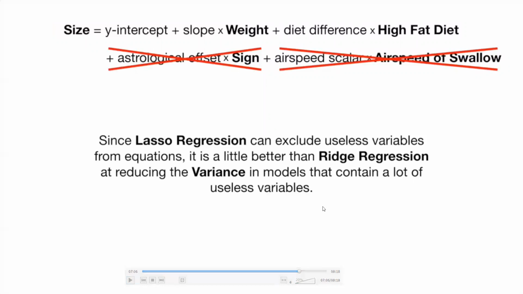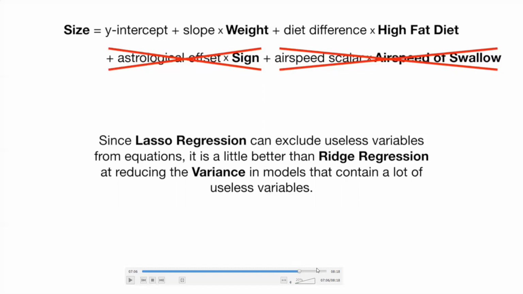I will discuss this in depth in the next half an hour. How will this happen? But I'm just throwing it out beforehand that if we have a relationship of variables where some variables are noisy, or not dependent, or have very low dependency upon the output, then I should use lasso regression instead of ridge regression, just so that these two parameters of astrological offset and airspeed scalar go exactly to zero.